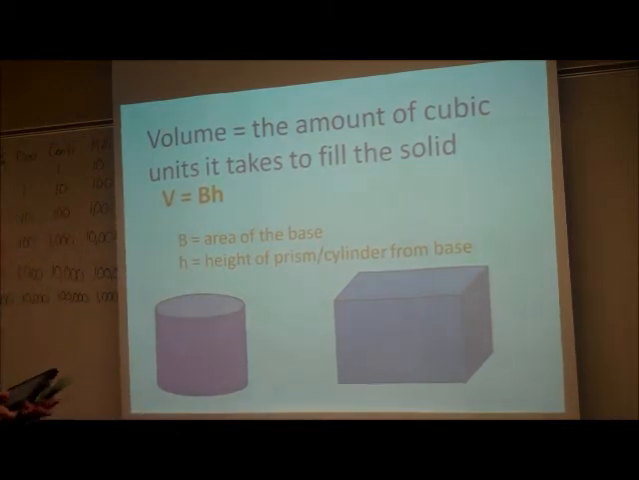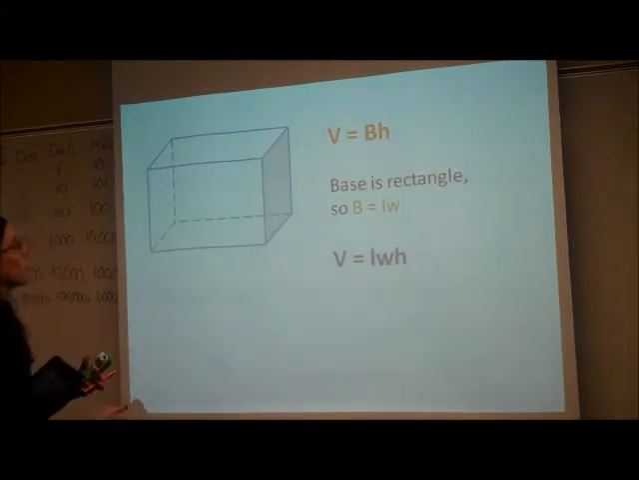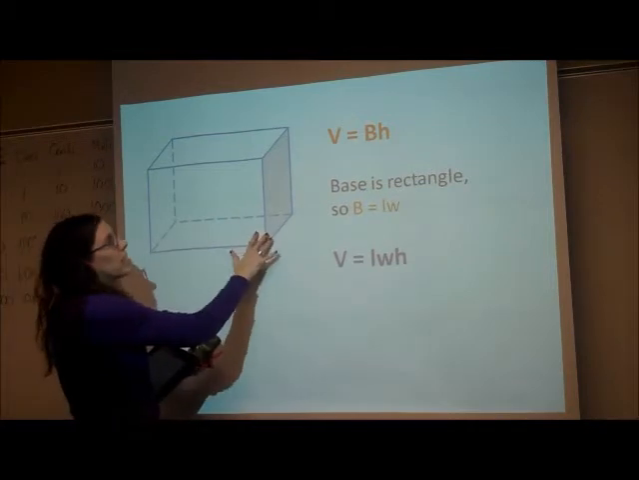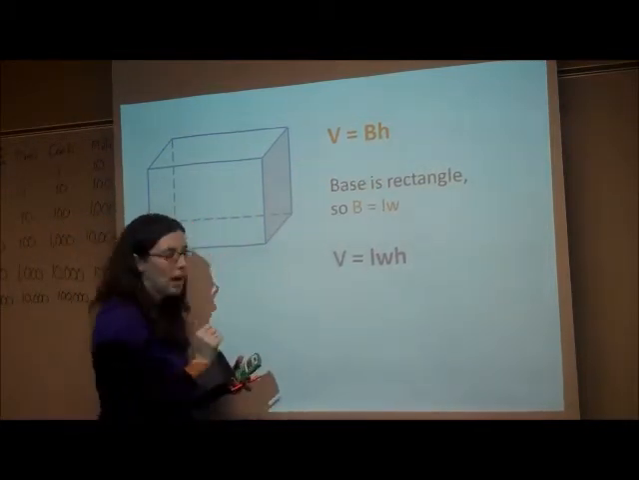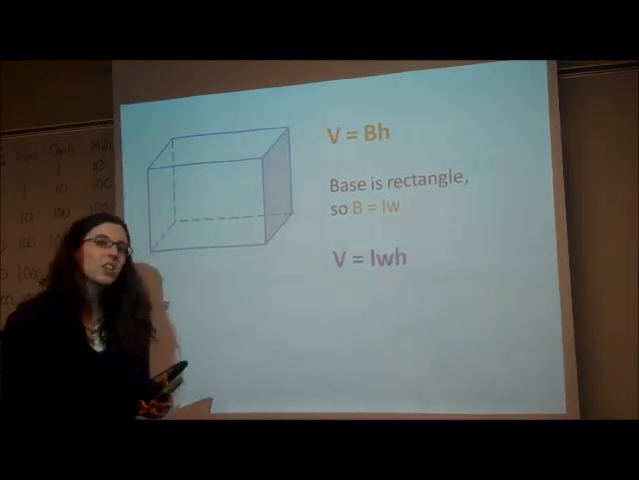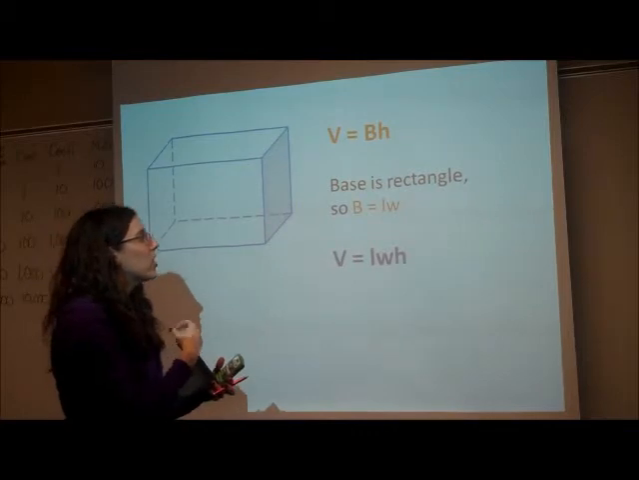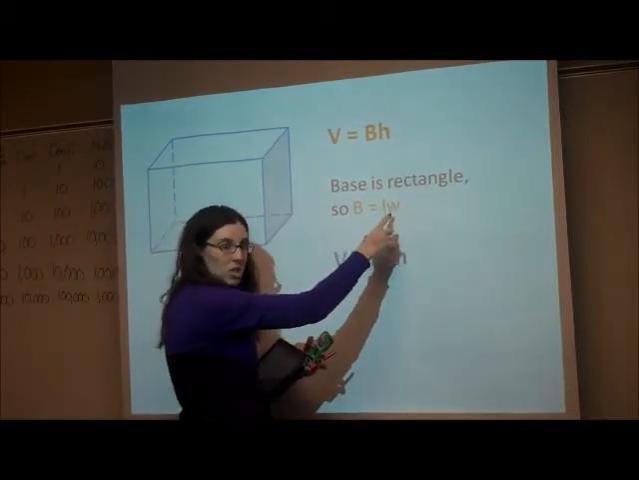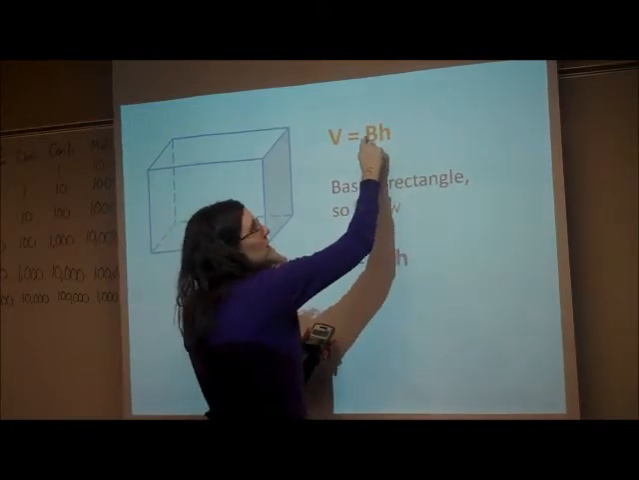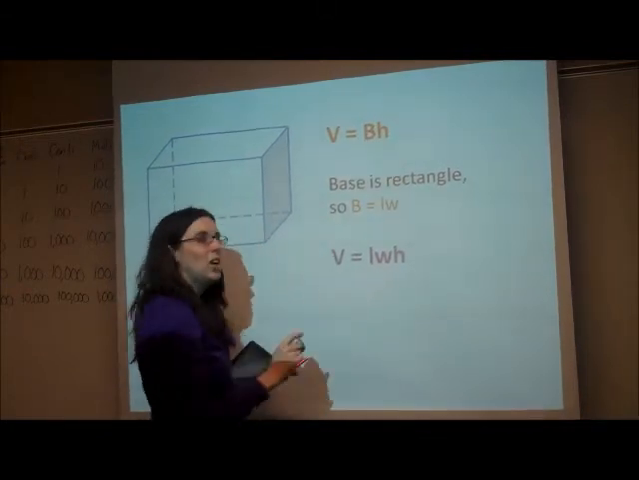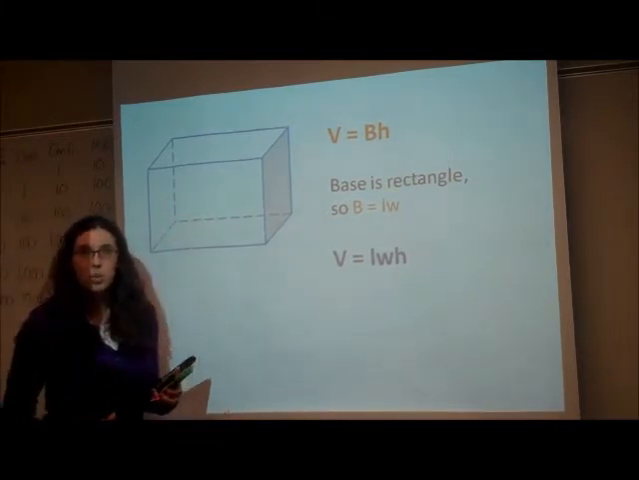Let's first look at a rectangular prism. Again, the volume is the area of the base times the height, and remember with a rectangular prism that base is a rectangle. To find the area of a rectangle, it would be length times width. So you would have length times width times height. That's another way to write the volume formula just for a rectangular prism.